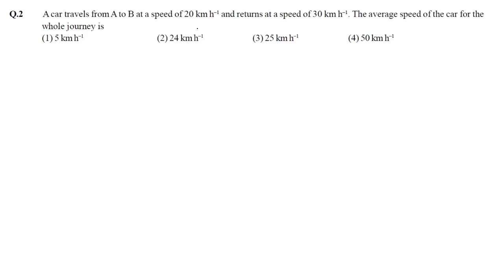See the next question. A car travels from A to B at a speed of 20 km per hour and returns at a speed of 30 km per hour. Find the average speed of the car in the whole journey. What is the average speed formula? Total distance by total time, no? So 2d divided by t1 plus t2. So 2d divided by d by 20 plus d by 30. So here d will get cancelled. If you simplify this, we will get 24. Or otherwise you can use the formula 2v1v2 divided by v1 plus v2.